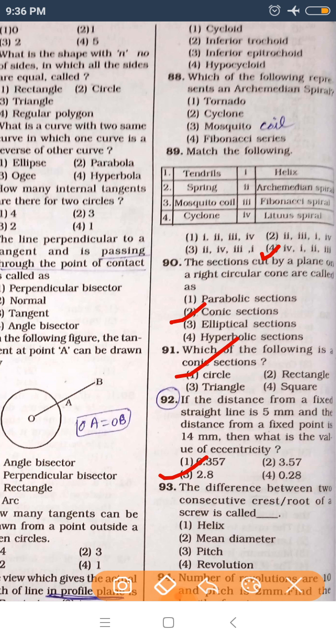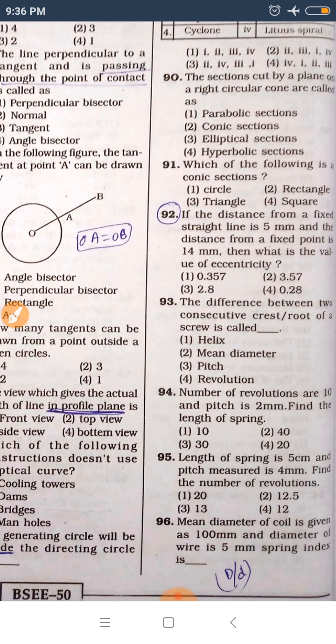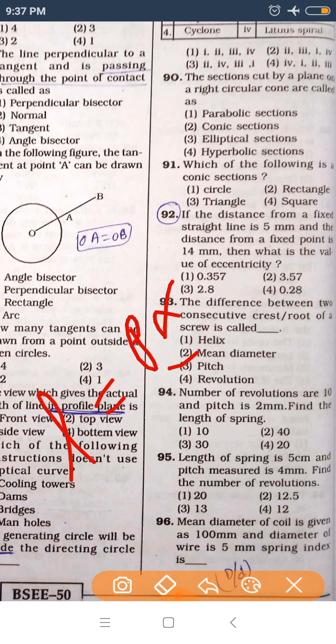Next question. Question number 93. The difference between two consecutive crest roots of a screw is called pitch. The number of revolutions is 10 and the pitch is 2 mm. Find the length of the spring. We know length of spring L equals P into N, where P is pitch and N is number of revolutions. So the correct answer will be 12.5.